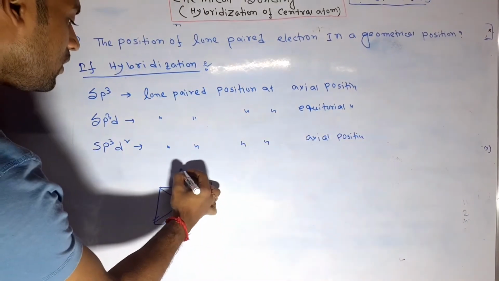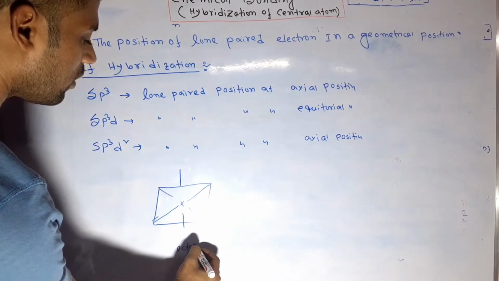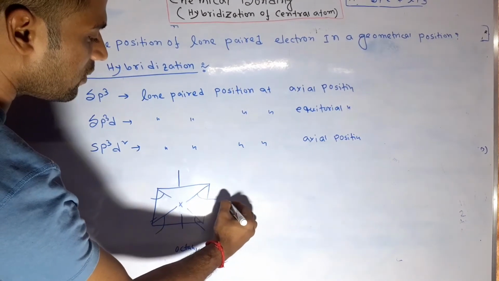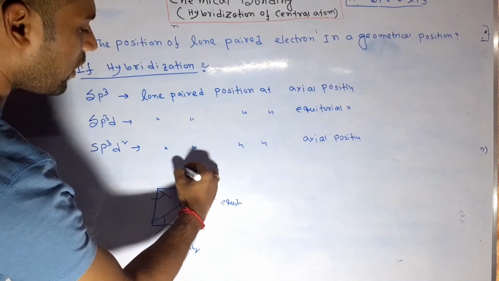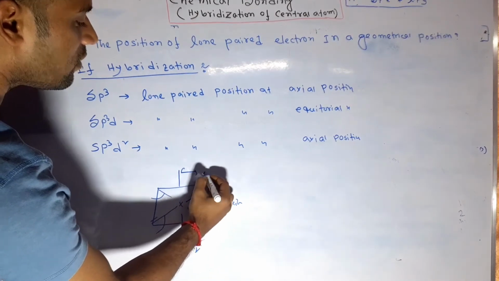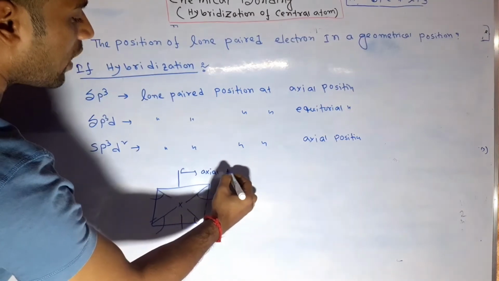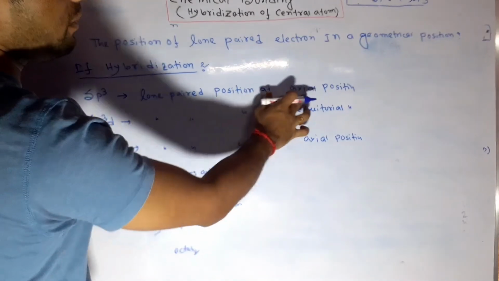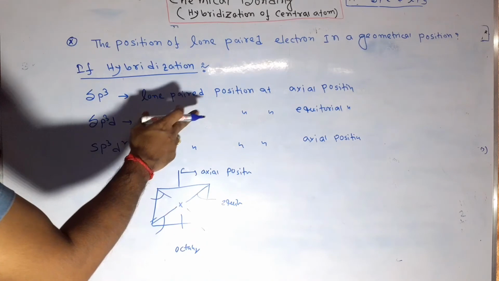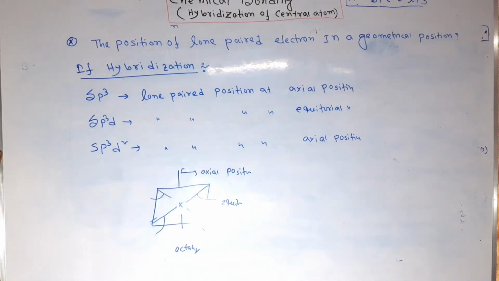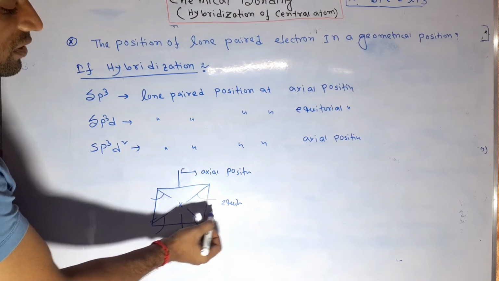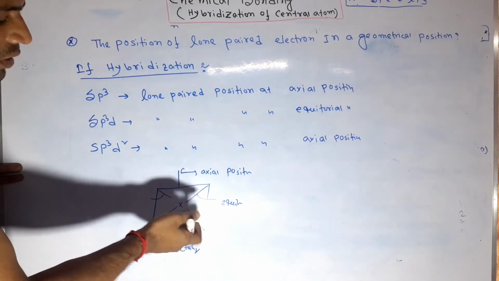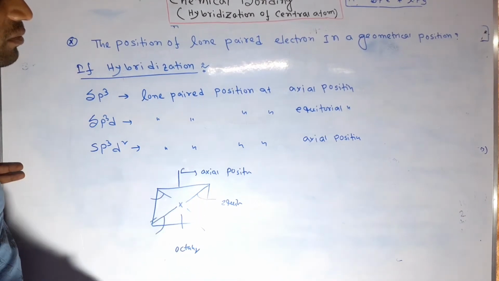This is the structure of an octahedral shape. The four corner positions are named equatorial positions, and one upper and one lower position are known as axial positions. What are the equatorial and axial positions? The corner positions around the central atom are equatorial, and the one upward and one downward direction, two positions, are known as axial positions.